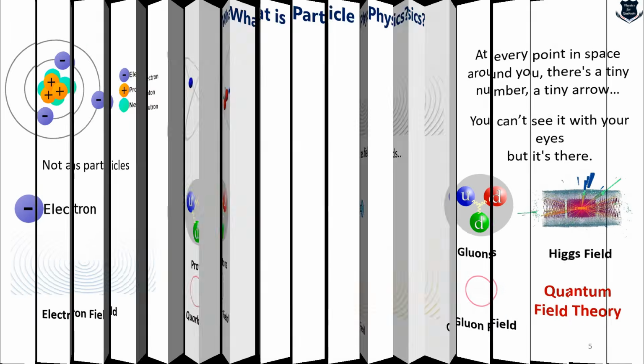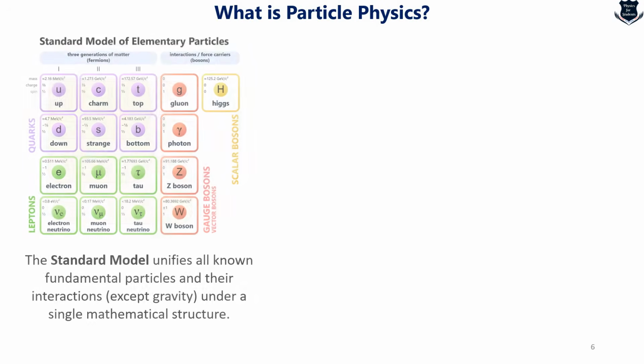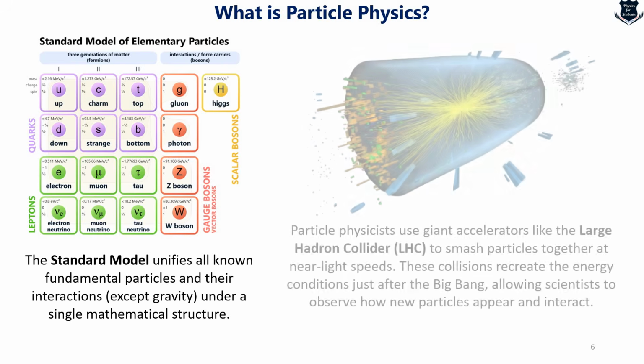The Standard Model unifies all the known fundamental particles, except gravity, obviously, under a single mathematical structure, and it predicted the existence of the particle called the Higgs boson, whose discovery in 2012 confirmed a major missing piece of this theory.